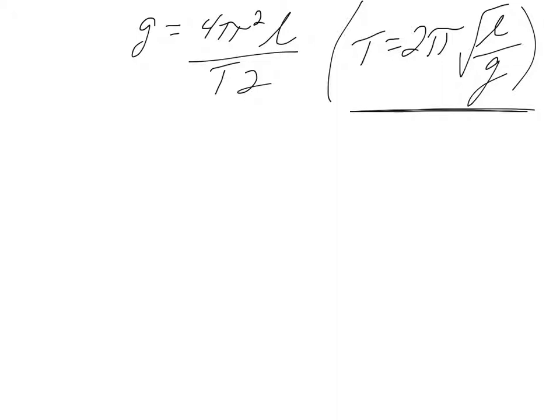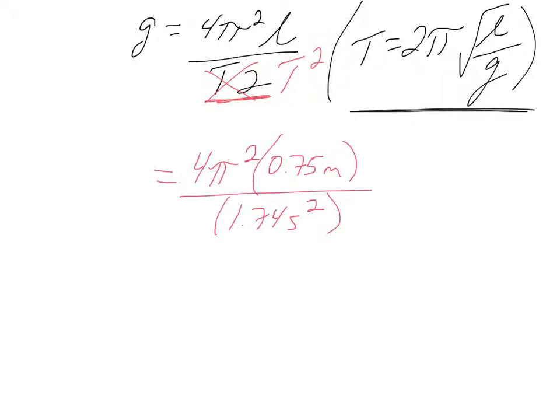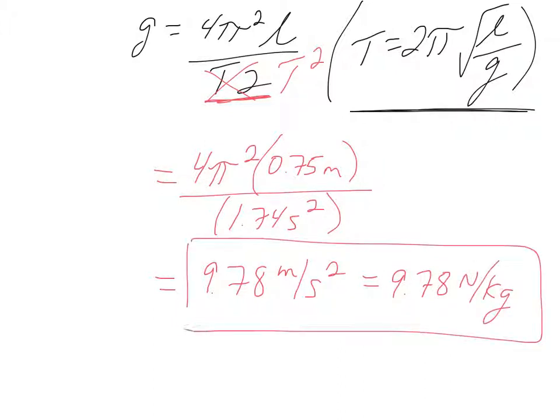So from here, because we have the length of the pendulum and the period of the pendulum, we can rearrange. And this actually shouldn't say T2, it should say T squared. So 4 pi squared multiplied by 0.75 meters divided by 1.74 seconds squared, and we get an answer of 9.78 meters per second squared. And we could say that it's meters per second squared, or we could also say that it's 9.78 newtons per kilogram, and either of those answers would be correct.